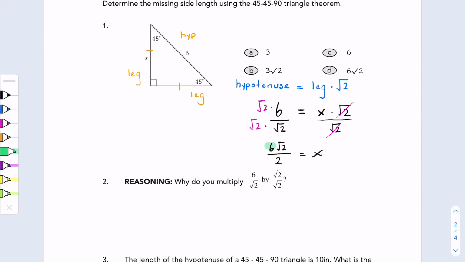Now we can simplify this further because 6 and 2 are common terms, and you can divide out common terms. So 6 divided by 2 would give you 3 in the numerator times the square root of 2. So the correct answer in our multiple choice section here is B, 3 times the square root of 2.